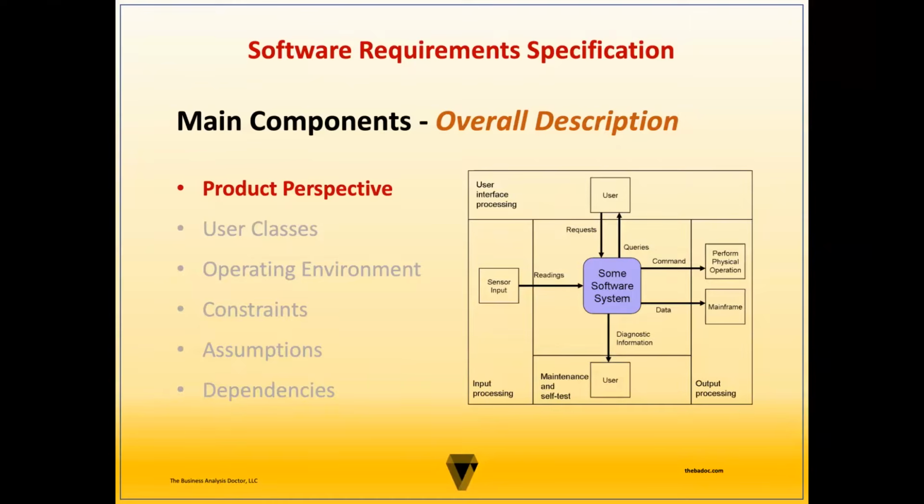The product perspective description describes the origin of the product or solution within the context of the organization. For example, is it replacing or enhancing an existing system, or is it a brand new product? It also describes the key interfaces between the solution and the larger system that it may be a part of. A system context diagram is often helpful to illustrate this.